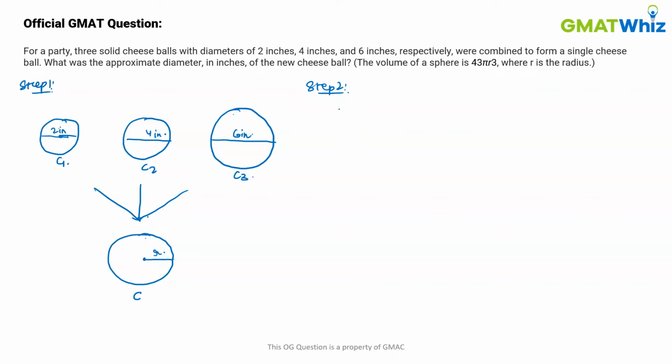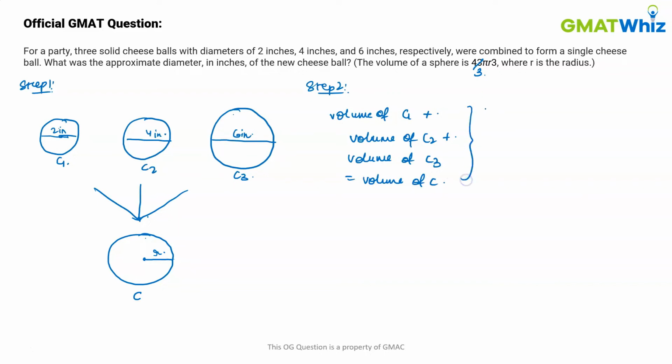We are also given the volume of a sphere. This should be 4 pi by 3 r cube. So we will have volume of C1 plus volume of C2 plus volume of C3, this to be equal to volume of C. So the only thing that we need to do here is plug in the values, which is 4 pi by 3, the volume, the radius of the first one.